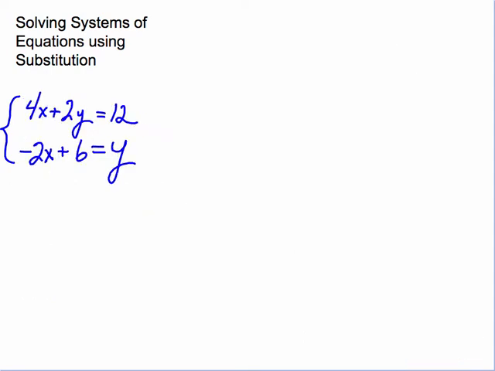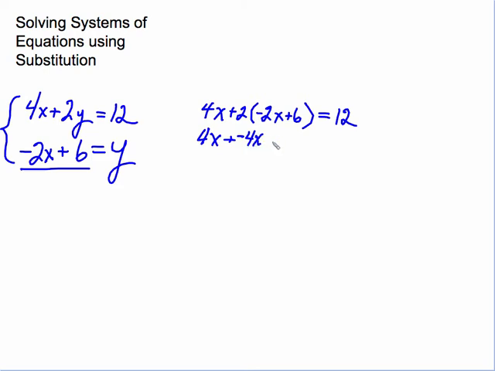Let's do another example. We have one equation solved for y, so we'll substitute -2x plus 6 for y in the first equation, and we will get 4x plus 2 times (-2x plus 6) equals 12. We continue solving. 4x plus 2 times -2x is -4x. 2 times 6 is 12, equals 12.